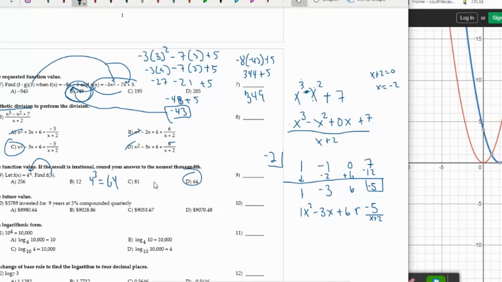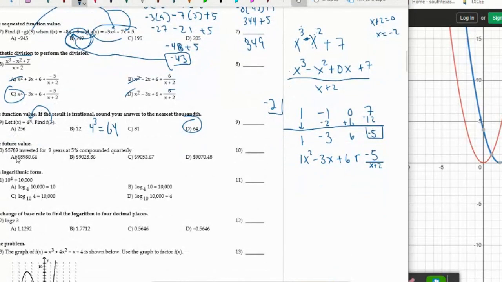All right, my favorite ones right here. So this one is, if you invested $5,789 for 9 years at 5% compounded quarterly. So remember, quarterly means 4 times. What would your amount be?